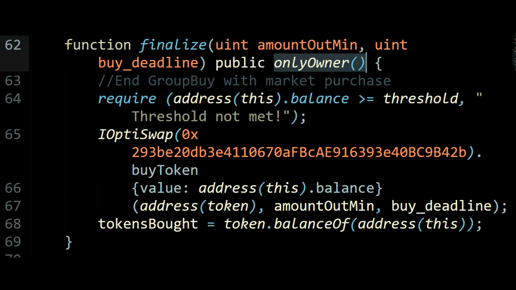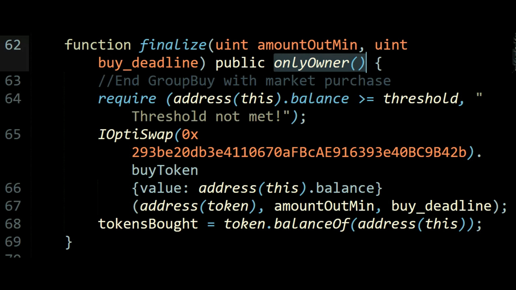How much damage could be done if the owner was evil? Can they zero our balance? Can they send Ether to themselves? Let's see here. We require that the threshold has been met. Then it makes a call out to OptiSwap to the buy token method, spending the entire Ether balance on the token. For a thorough audit, we should drill down to that method on OptiSwap, but that can be your homework or for a different video.